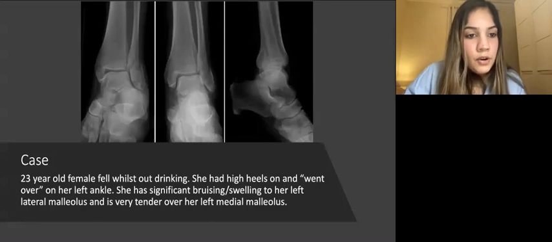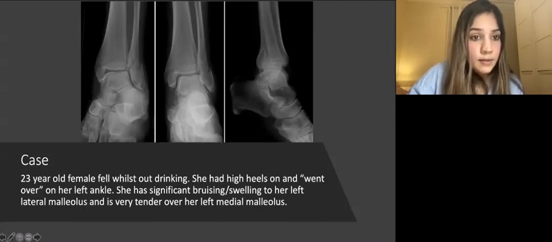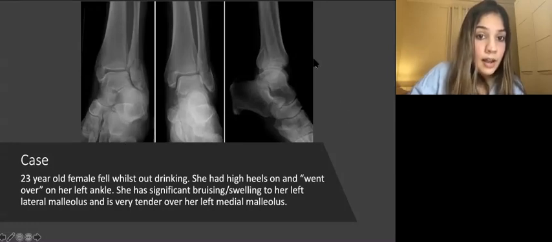A 23-year-old female fell whilst out drinking. She had high heels on and went over on her left ankle. She's got significant bruising and swelling to her left lateral malleolus, and she's very tender over her left medial malleolus. So lateral and medial. We're looking at this from the front, and then we want to look at the x-ray from an angle as well.